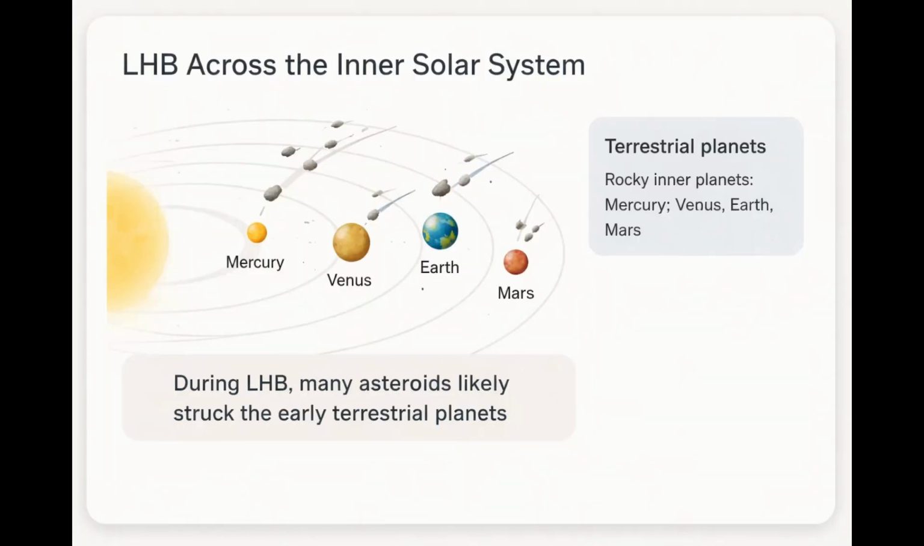Importantly, the late heavy bombardment wasn't just a Moon-only event. During the LHB phase, a large number of asteroids are theorized to have collided with the early terrestrial planets across the inner solar system: Mercury, Venus, Earth, and Mars. That matters because repeated impacts can melt crust, reset surface geology, and deliver or remove volatile compounds. So the LHB is often treated as a major environmental stressor, and possibly a major ingredient supplier for early planetary surfaces.